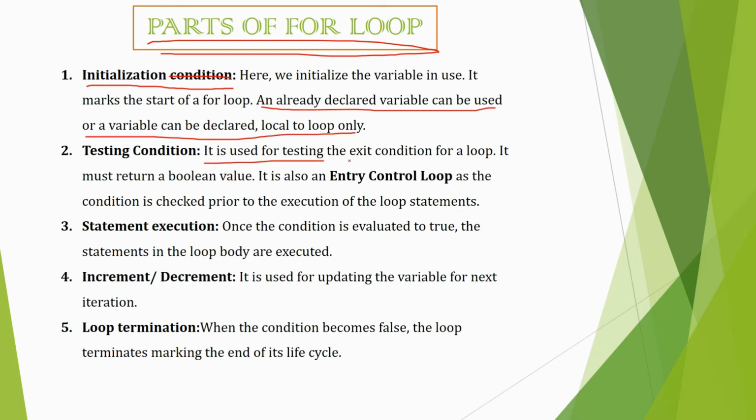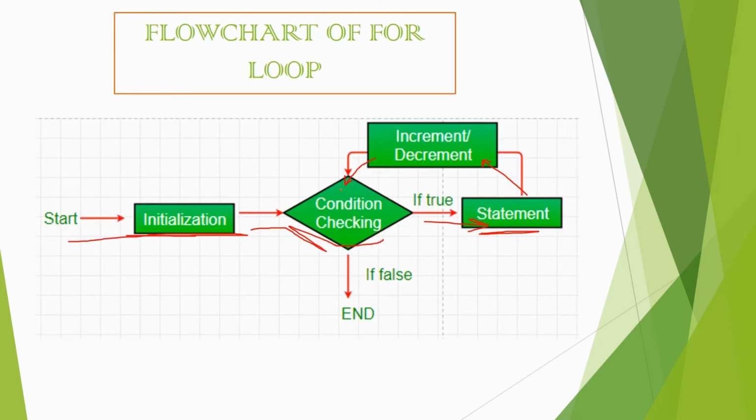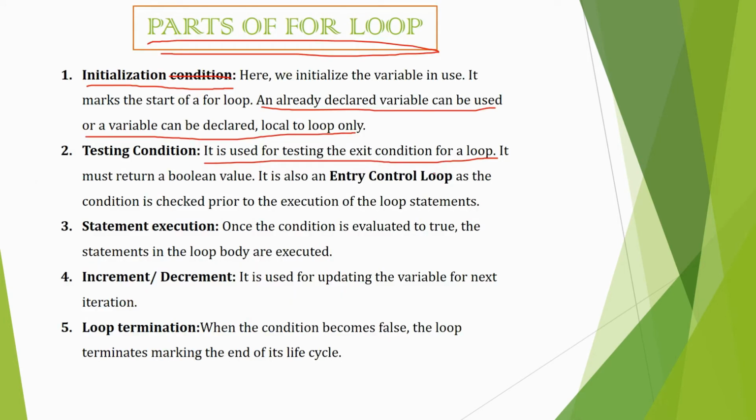Now, testing conditions. It is used for testing the exit condition of the for loop. Like in the previous slide, here we have shown condition checking. This is called testing conditions. It must return a boolean value. Now, a boolean value always returns either true or false. If the test condition is true, then it will execute the statements, and if it is false, then it will terminate the loop.